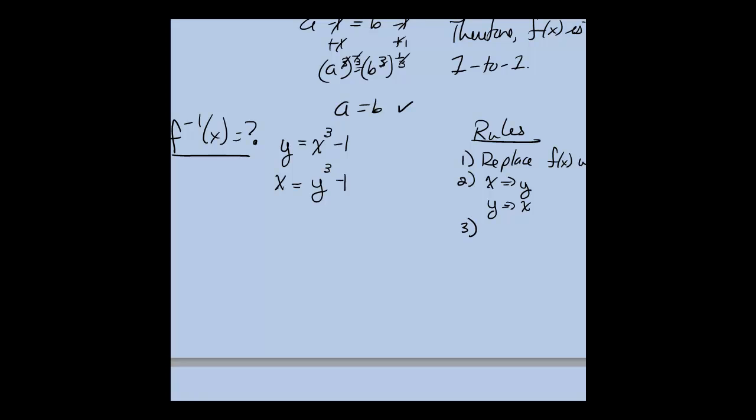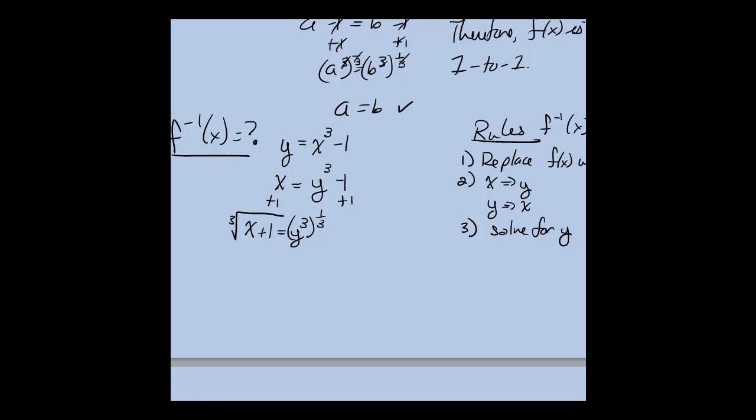Step 3, and this is rules for finding our inverse functions, we're going to solve for y. Solving for y, we're going to have to add 1 on both sides. So we get x plus 1 is equal to y cubed. And then in order for us to solve this, we're going to have to take the third root of both sides, which is the same as raising to the 1/3 power.